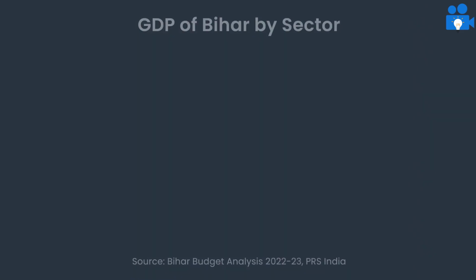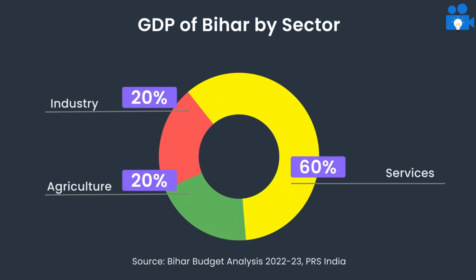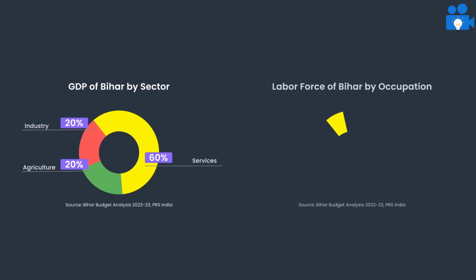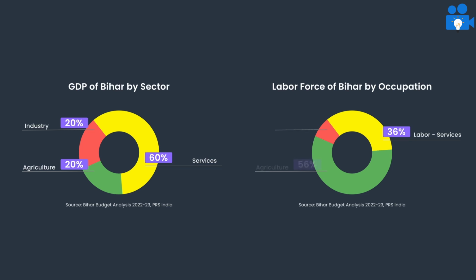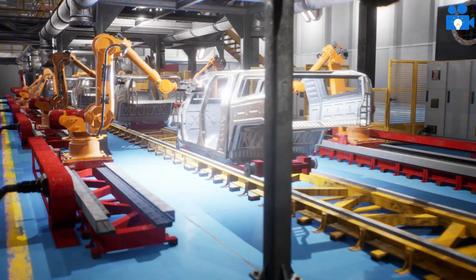The main problem for this is underdevelopment in the key areas. Bihar is largely dependent on the services sector. The highest GDP of Bihar comes from the services sector. This ratio is not good, but their labor force ratio is even worse. 56% of their labor force is in the agricultural sector, but the GDP from agriculture is just 20%. Bihar not only needs to work on the labor force, but also needs to work on the development in key areas such as agriculture and the industrial sector.